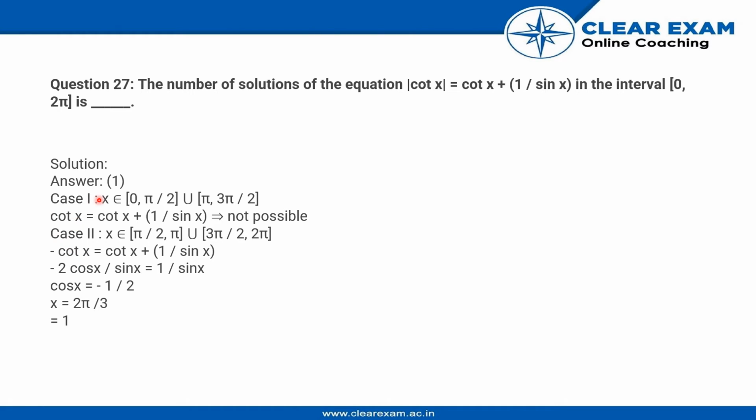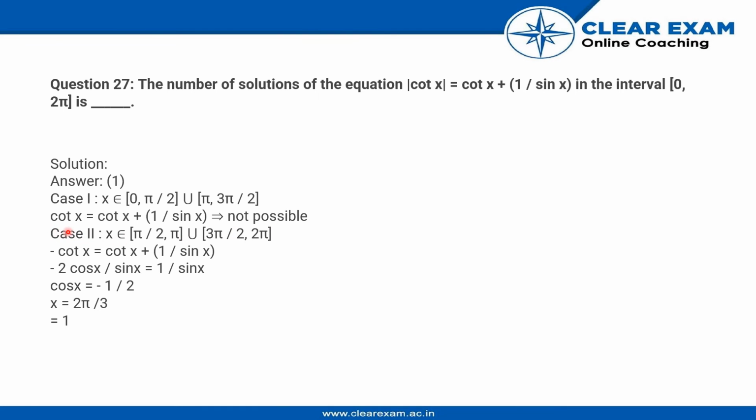Now case one is when cot is positive, that is x lying between 0 to π/2 union π to 3π/2. These are the two domains for x where cot is positive. So |cot x| becomes cot x, and cot x is equal to cot x plus 1/sin x, which is not possible because 1/sin x cannot become 0. So this is not possible.